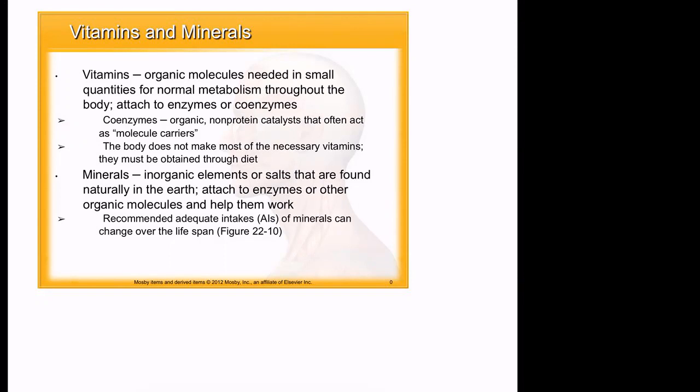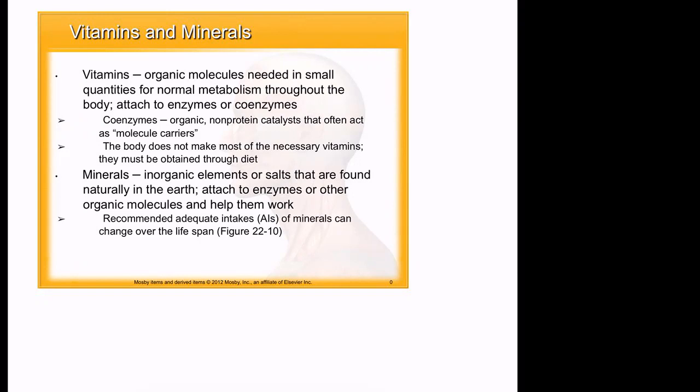So you heard me use the term coenzymes. They're helping out in biochemical processes as an assistant to enzymes. And of course, remember, enzymes are proteins. They are proteins used to catalyze a reaction. So we really want to get our vitamins from the foods that we eat. That's how our body absorbs them the best.